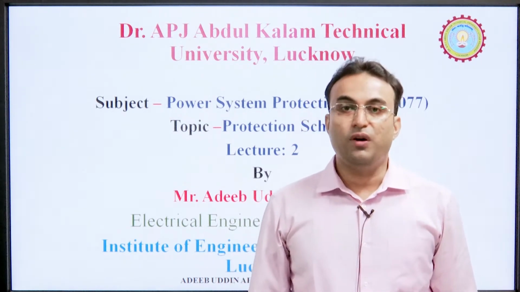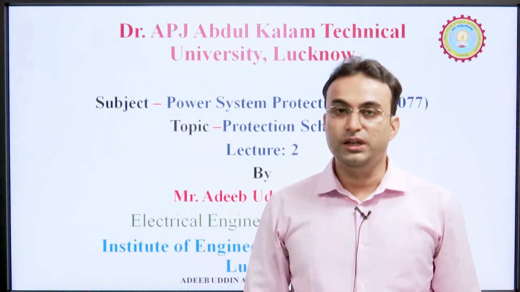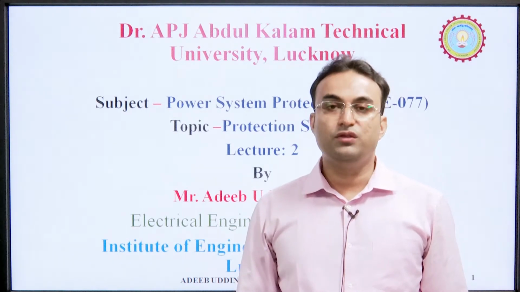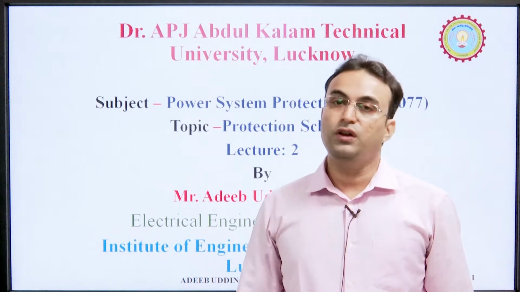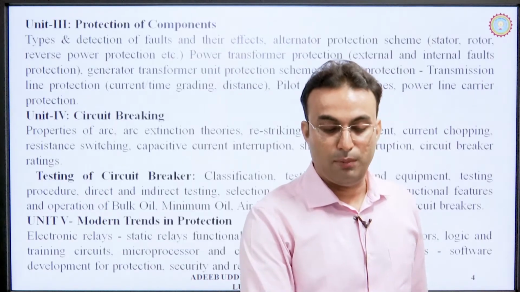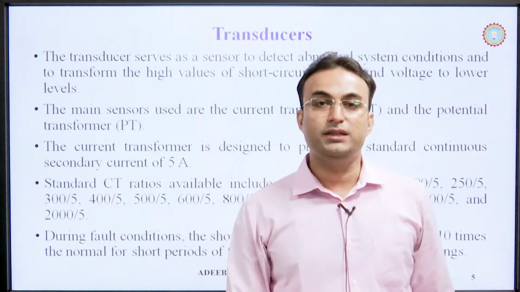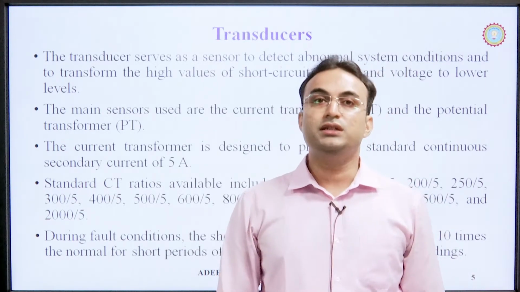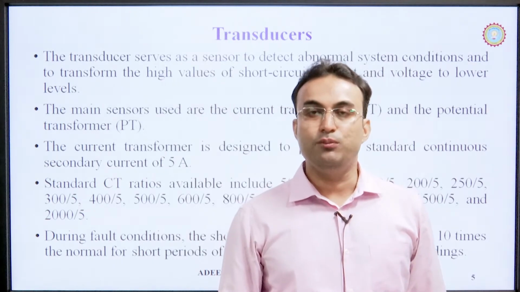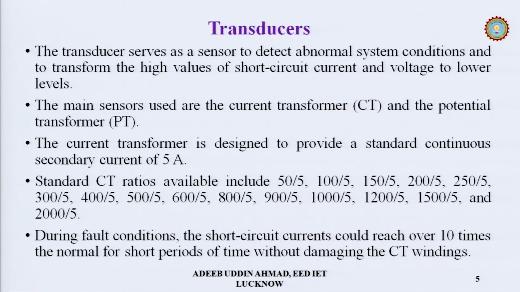We have 3 main components of power system protection. The first component, the circuit breaker, we already discussed. Now in this lecture 2, we will discuss the second component, that is the transducer. The transducer serves as a sensor to detect abnormal conditions, or to transform high values of short circuit current and voltage to lower values.